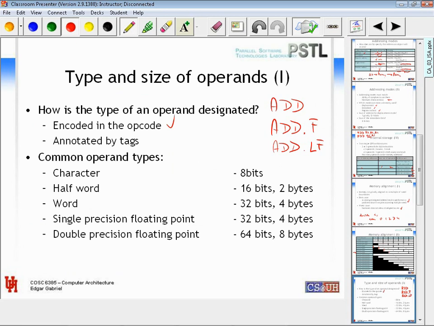Alternatively, you could have an additional argument to the instruction, or to the operation itself, which indicates the type of operands that you would like to use. What are common types of operands? Well, you have characters, which are 8 bits. You have half words, which are 2 bytes or often 16 bits. Words, which are 4 bytes or 32 bits. Single precision floating point numbers, which are 4 bytes and 32 bits, and double precision floating point numbers.